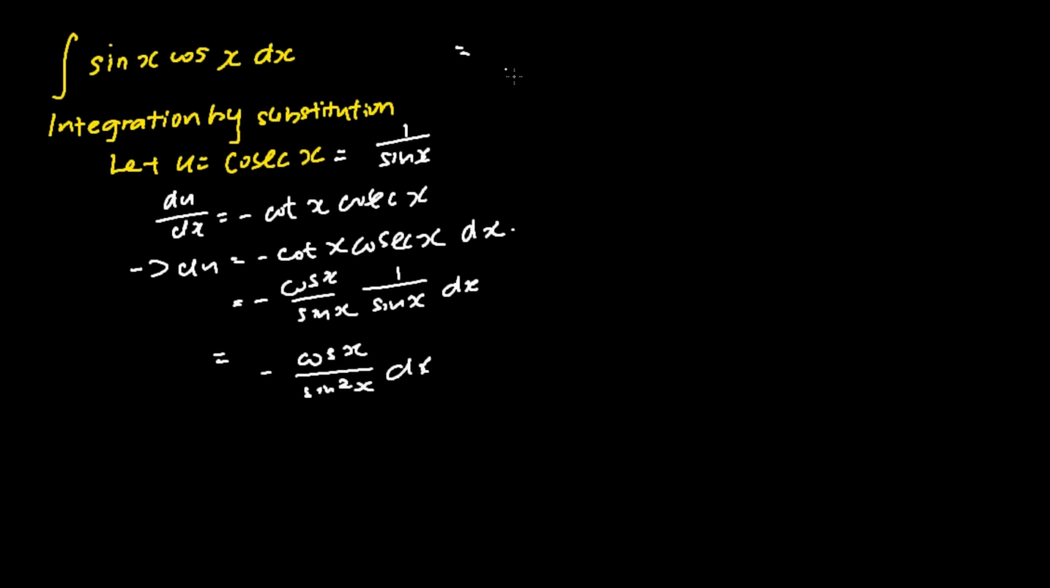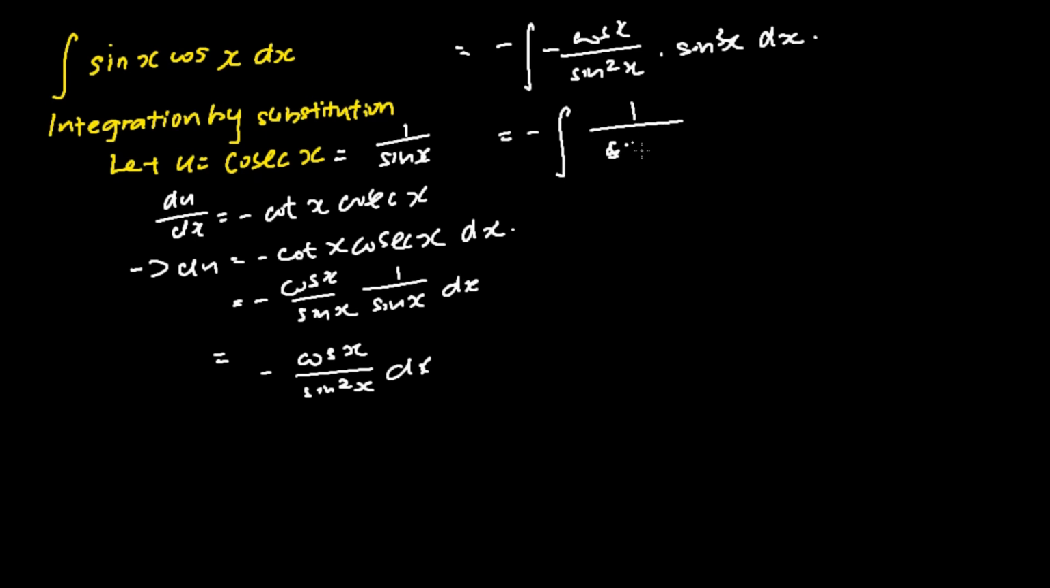My sine x cosine x can be transformed as follows: the integral of negative cosine x over sine square x times sine cube x dx. And this is the same as 1 over sine cube x times the negative of cosine x over sine square x dx.